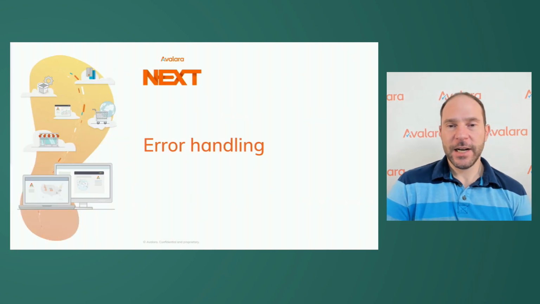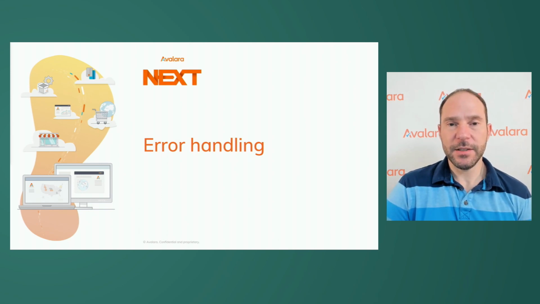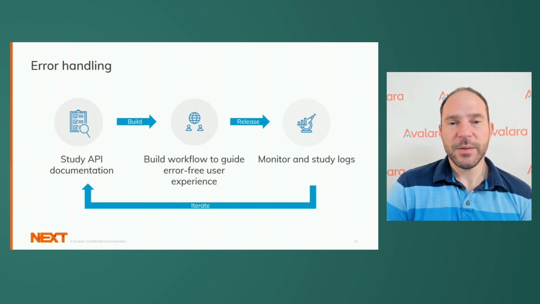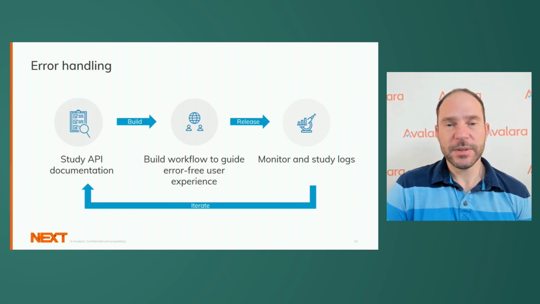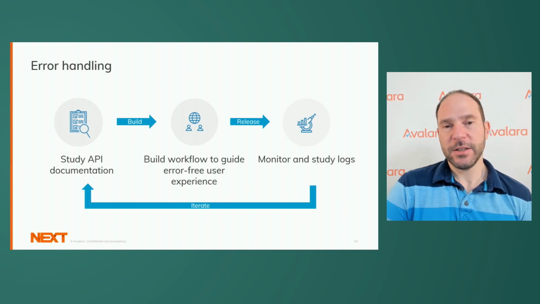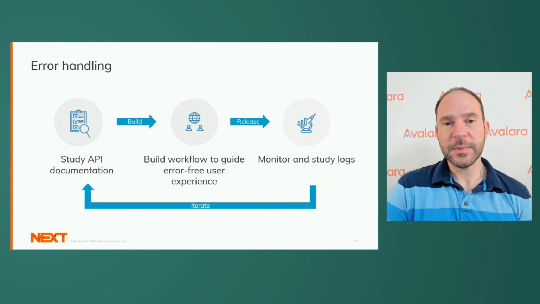So now I'll talk about error handling, which is the first strategy that you can use to make sure that your integration is robust. The integration process is cyclical. First you build your integration by understanding the API and creating your system. But then you need to also monitor your system, the logs, and listen to your users. And that will give you feedback so that you can iterate and improve your system.